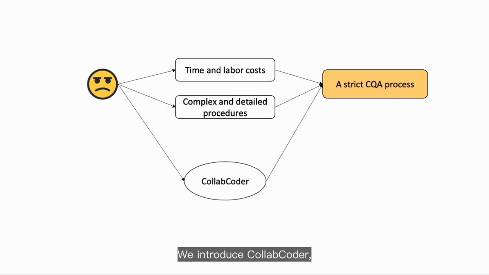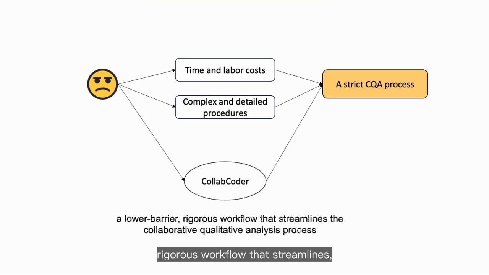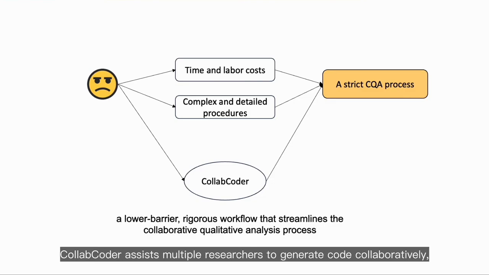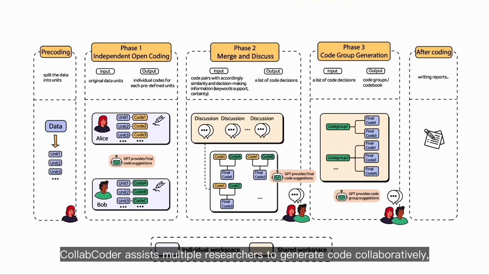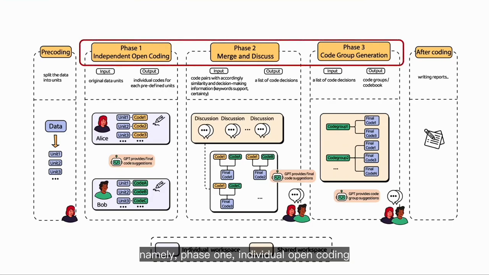We introduce CollabCoder, a lower barrier, rigorous workflow that streamlines the collaborative qualitative analysis process. CollabCoder assists multiple researchers to generate code collaboratively, adhering to the key inductive stage of grounded theory, named Phase 1, Individual Open Coding, Phase 2, Merge and Discuss, Phase 3, Codebook or Code Group Generation.